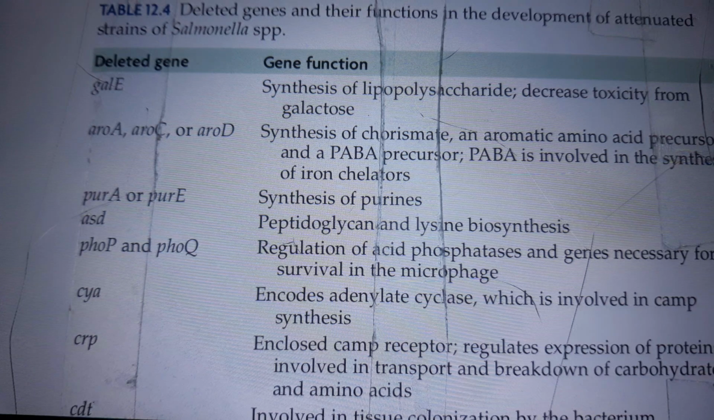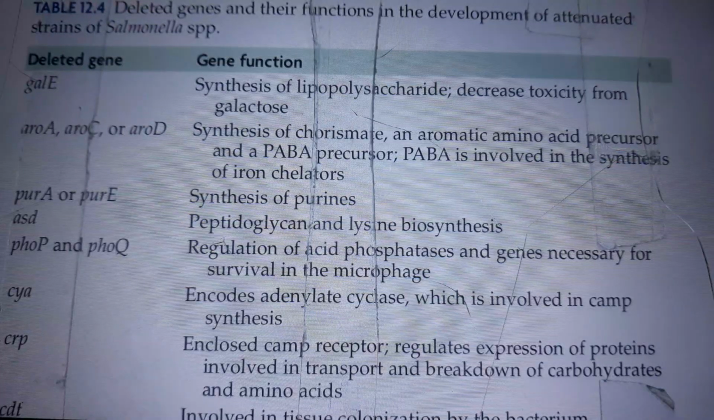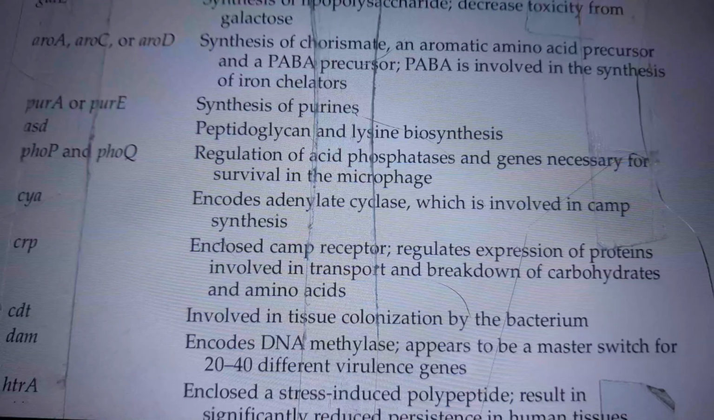Next is table 12.4, deleted genes and their functions in the development of attenuated strains of Salmonella spp. The deleted gene and the gene function. Deleted gene would be galE, synthesis of lipopolysaccharide, decreased toxicity from galactose. aroA, aroC, or aroD, synthesis of chorismate, an aromatic amino acid precursor, and a PABA precursor. PABA is involved in the synthesis of iron chelated para-aminobenzoic acid, right? purA or purE, synthesis of purines. asd, peptidoglycan and lysine biosynthesis.